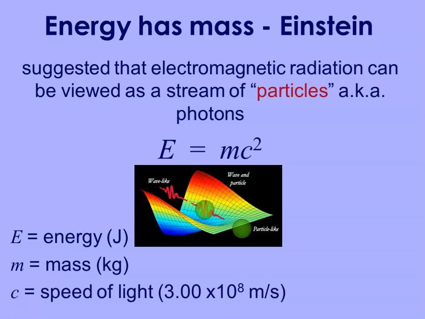So the next scientist that we're going to look at that contributed to the blurring of the lines between mass and energy was Einstein. Einstein said that energy has mass, that you could look at radiation as being a stream of particles, aka photons, E equals mc squared. And because energy is typically going to be reported in joules, your mass would need to be in kilograms to make that metric unit, and then your speed of light would be squared, meters squared over seconds squared.